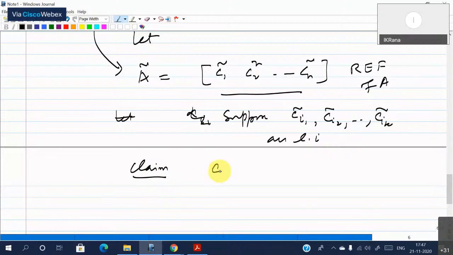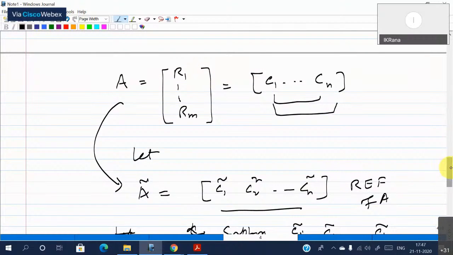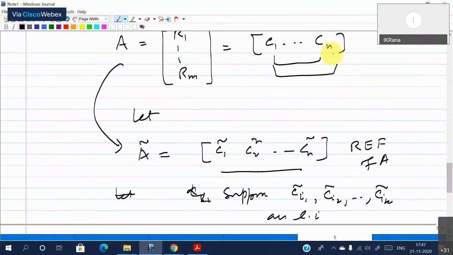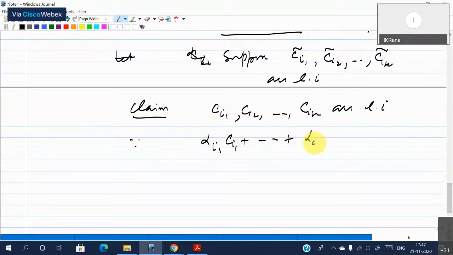is that Ci1, Ci2, Cik are linearly independent. These are the columns of the original A, the same numbered columns in A. So what we are saying is, if some columns are linearly independent in A tilde, the corresponding columns are also independent in A, because let us take a linear combination: alpha I1 Ci1 plus alpha Ik Cik equal to 0. I should show that each one of them is equal to 0.